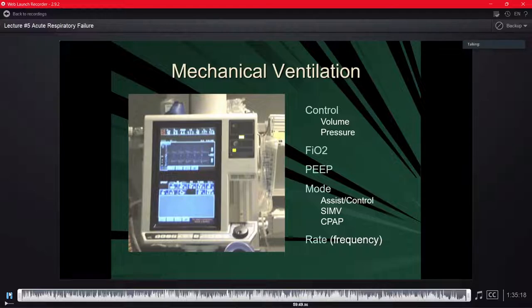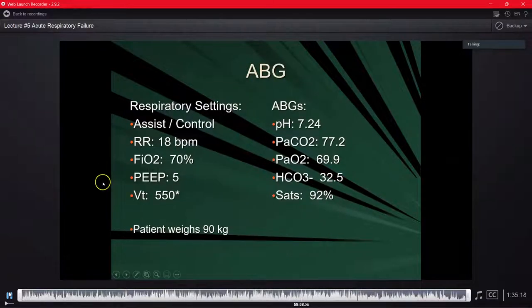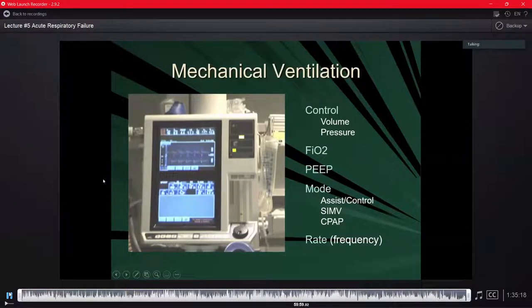So normal settings for a pressure vent might read, for example, a rate of 16 to 18. And I mean, these aren't normal ranges. I'm saying what it might read like. So like 16, pressure of 22, or inspiratory pressure of 22, I time of 1.0, PEEP of 8, FiO2 80%.